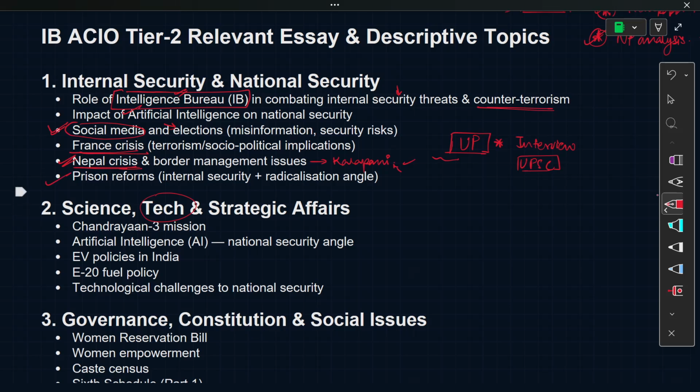Prison reforms is a recurring or constant theme in UPSC, like these reforms themes. These are part of the GS2 governance and polity syllabus. So these are the six themes which are important from the point of view of internal security and national security.